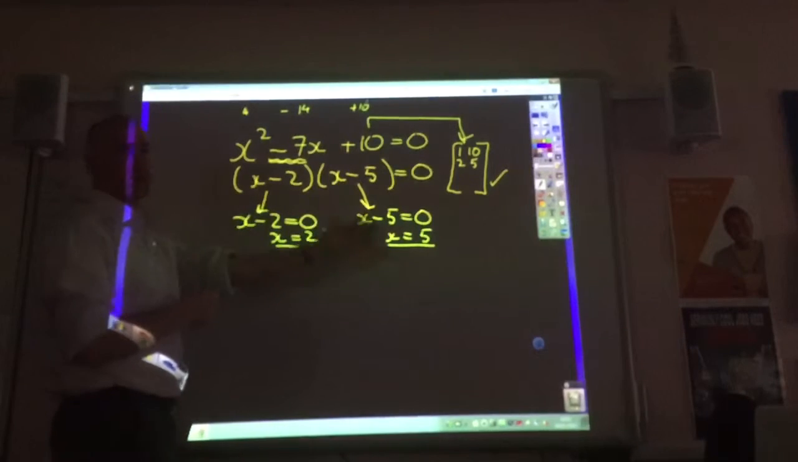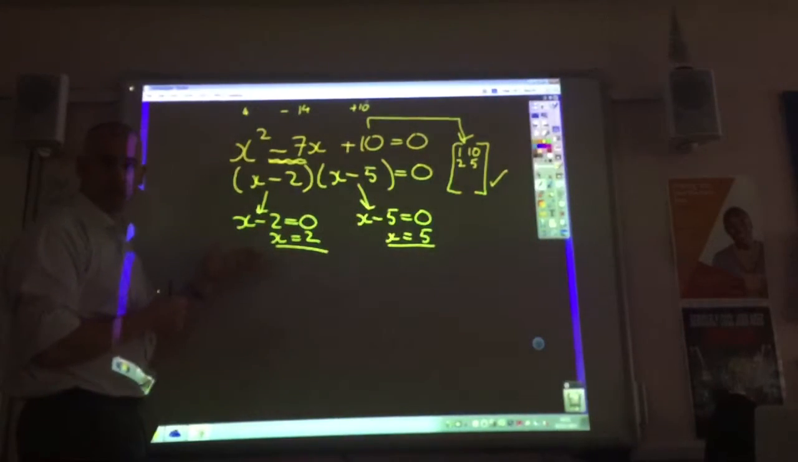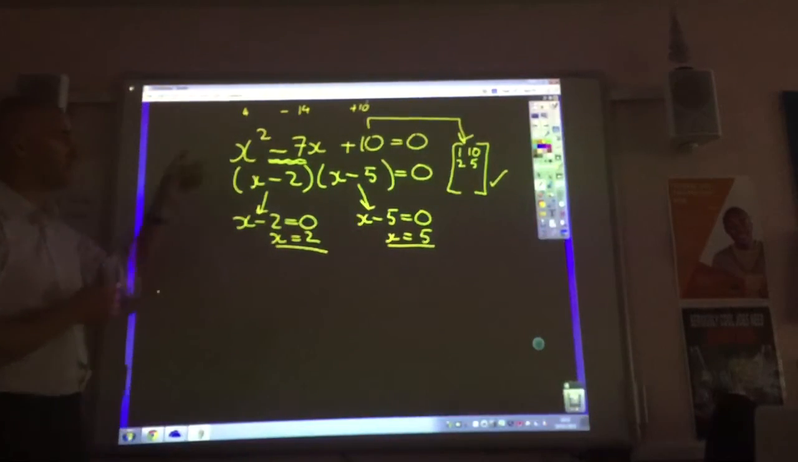If one of them's right, the other one's likely to be right. You can always substitute back in afterwards. That is factorising where you have negatives.